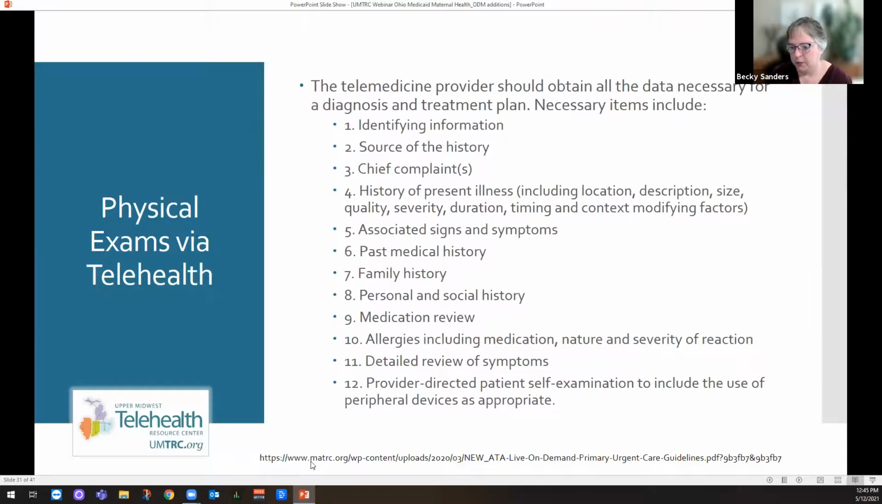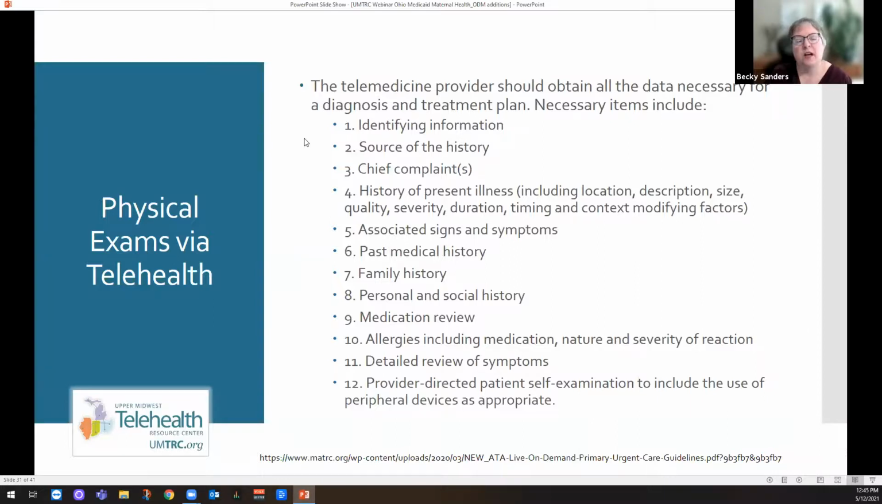So this one comes from one of my sister TRCs, and they took that from the American Telemedicine Association's Live on Demand Primary Urgent Care Guidelines. So these are here for you to think about.